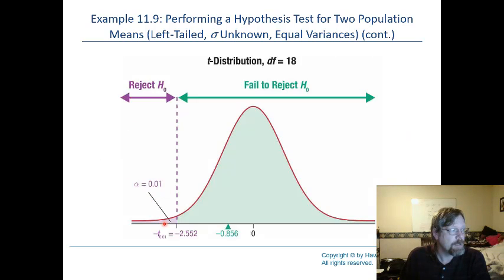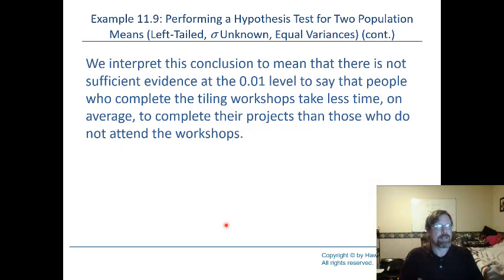Visually, that's like so. So there's the 1% significance level, critical t-value here. This is our rejection region, and we are up here. So we cannot reject the null hypothesis. There's insufficient evidence at the 1% level to say that people who attend the tiling workshops take less time to complete the projects than those who do not.